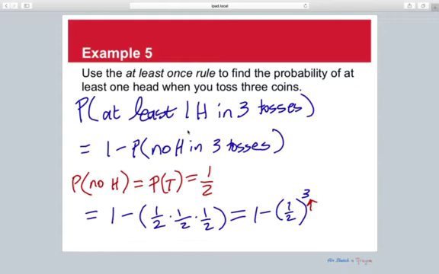All right, so let's just simplify this. So that's 1 minus an eighth. 1/2 to the third is an eighth. So that's 7 out of 8. There's my final answer.